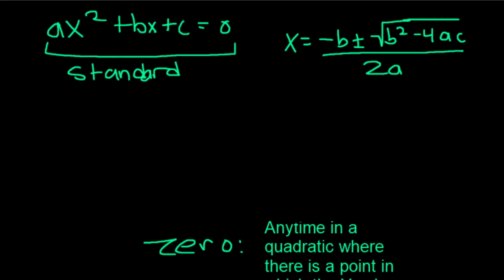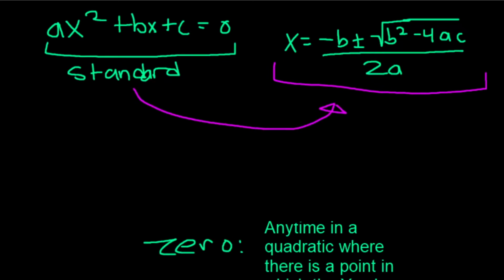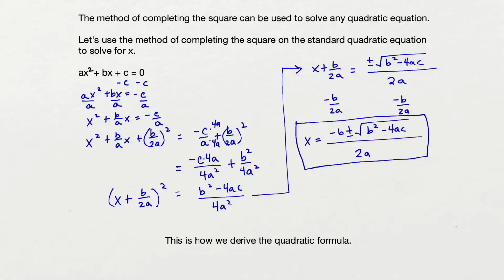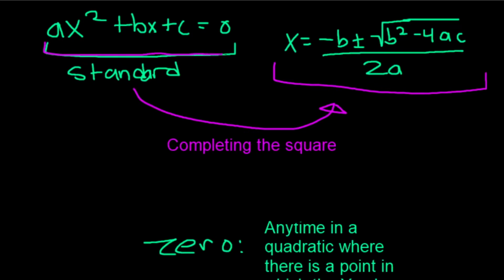Alright, so this quadratic formula came from the standard form, but going from the standard form to the quadratic formula might get you a little confused. Basically, going from the standard form to the quadratic formula is just completing the square. So once you complete the square of the standard form, you get the quadratic formula.